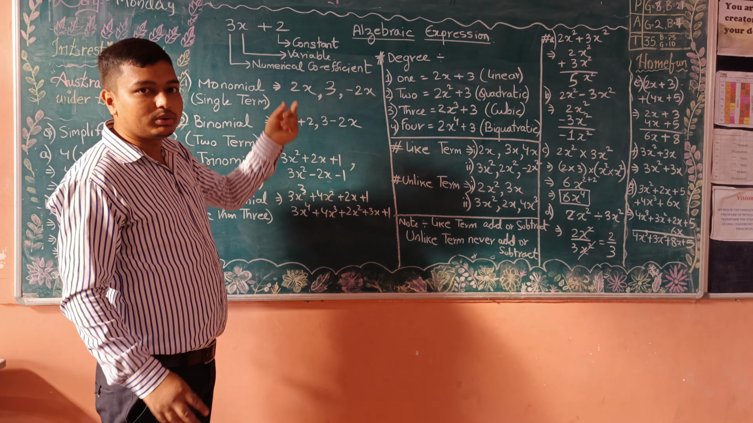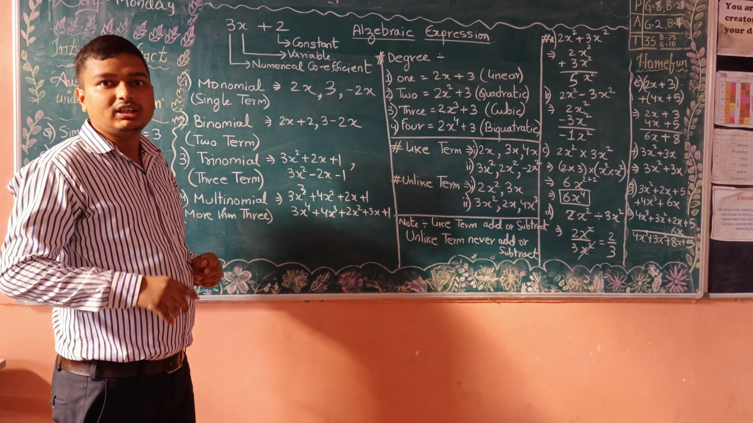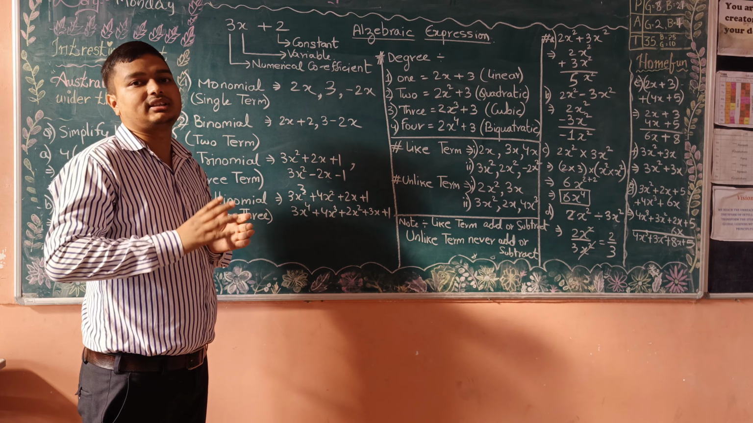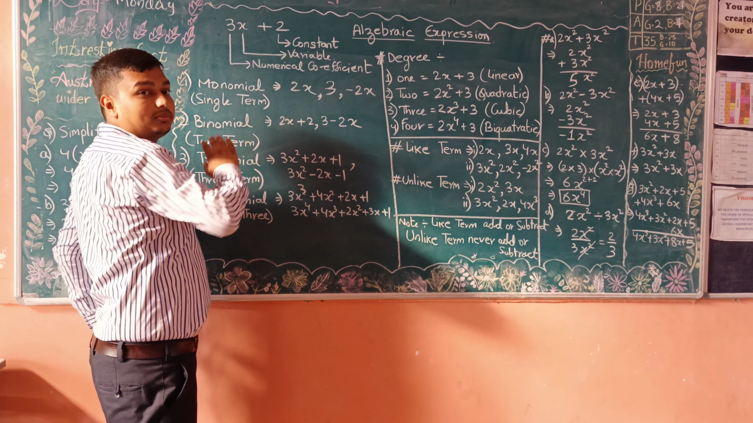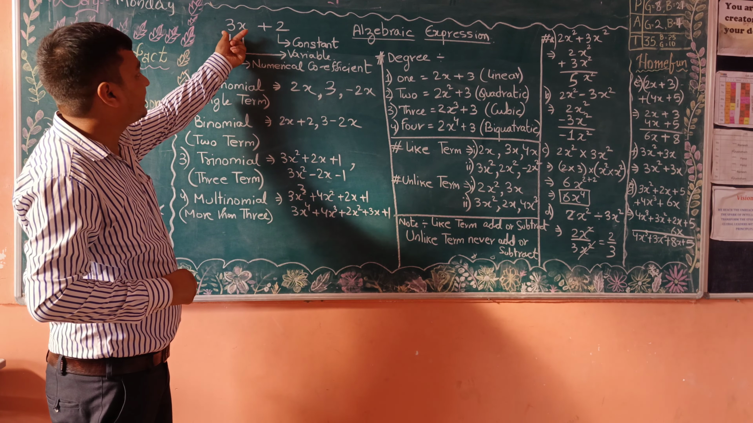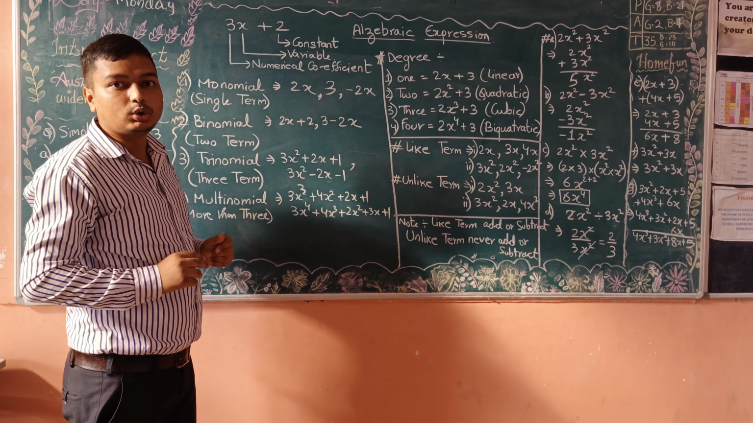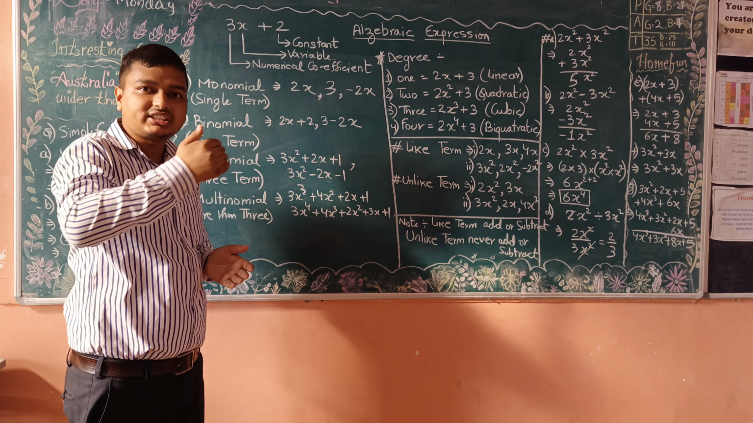Now, how many arithmetic signs are there here? One, plus. Plus and minus indicate how many terms there are. Now the new topic will come, that is terms. Here there are 2 terms: 3x is 1 term, and 2 is another term. So on the basis of the number of terms, the algebraic expression is categorized.